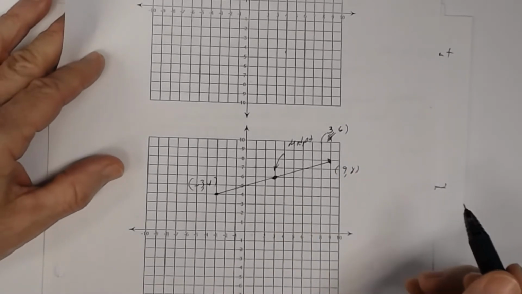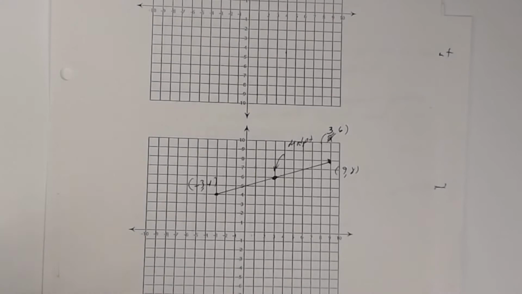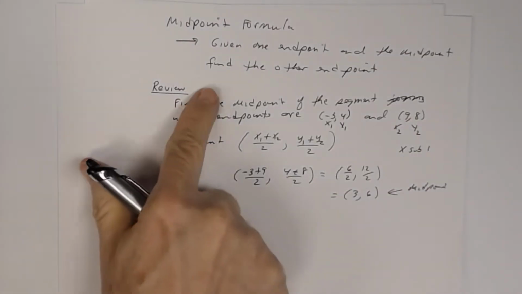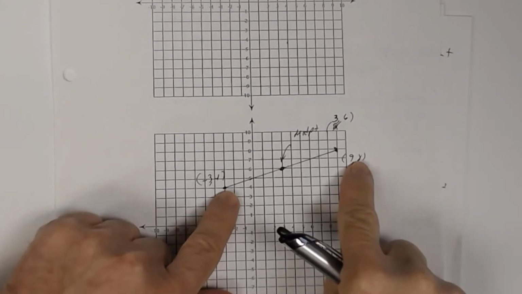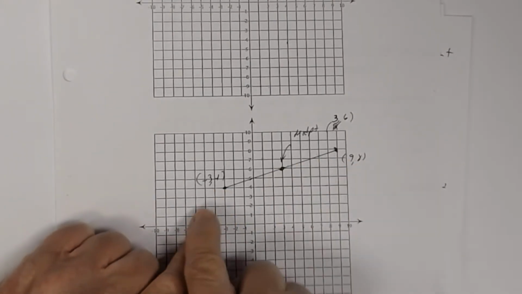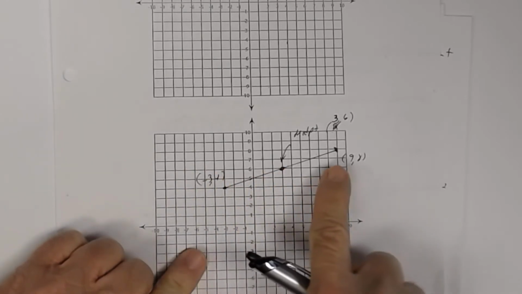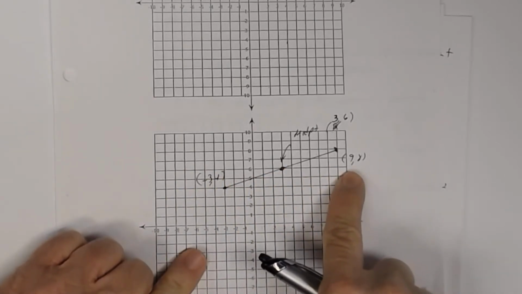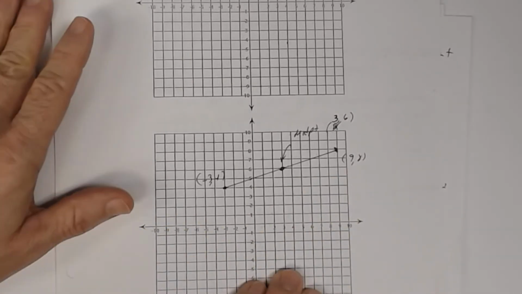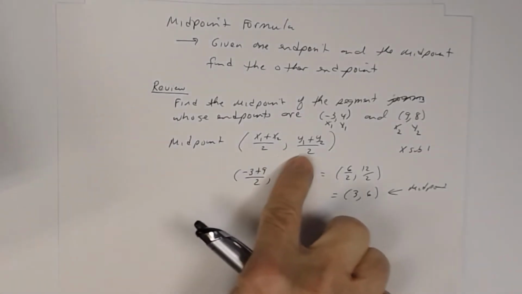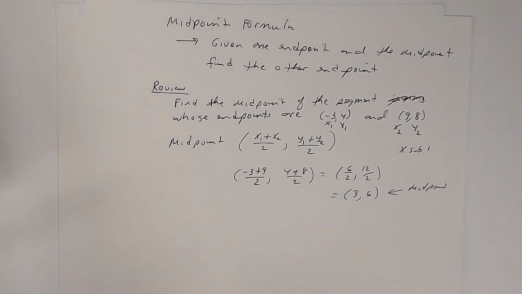Okay. Now what we're doing now is this. What we want to do in this lesson is, given one of these endpoints and given the midpoint, how would you find the other endpoint? So given one of the endpoints and the midpoint, you need to find the other endpoint. And all you do is you're just going to use this formula. Now listen carefully about what to say though.